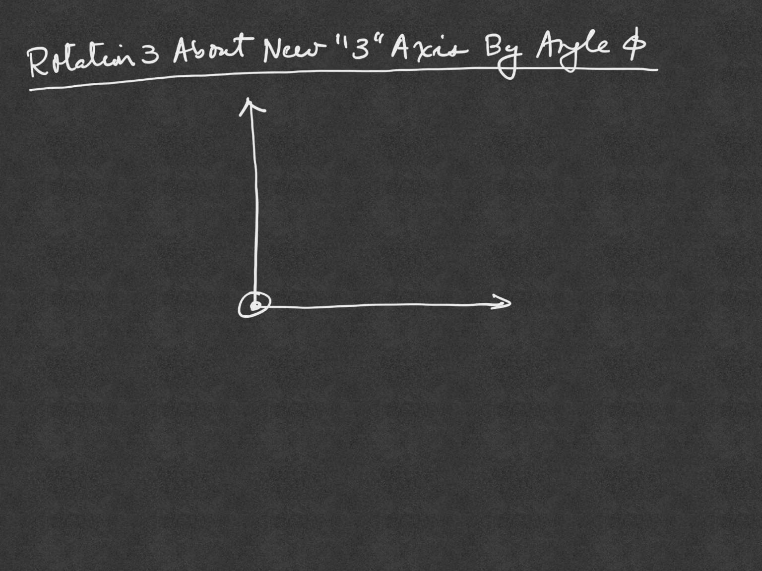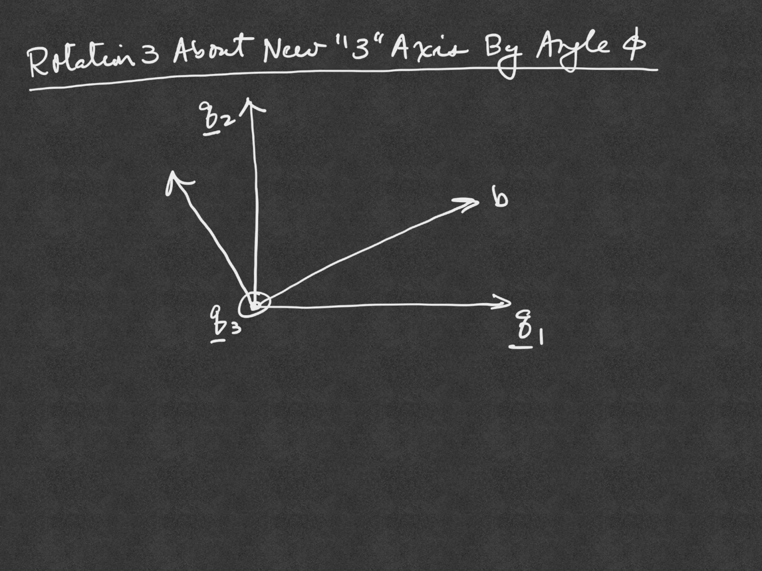So now I'm doing a rotation about Q3 because it's a 3 rotation, which means that I have a similar picture to what I had at the very beginning. Q3 crossed with Q1 is Q2, and I wind up with this final basis, which is B1, B2, and B3. And this angle is phi.